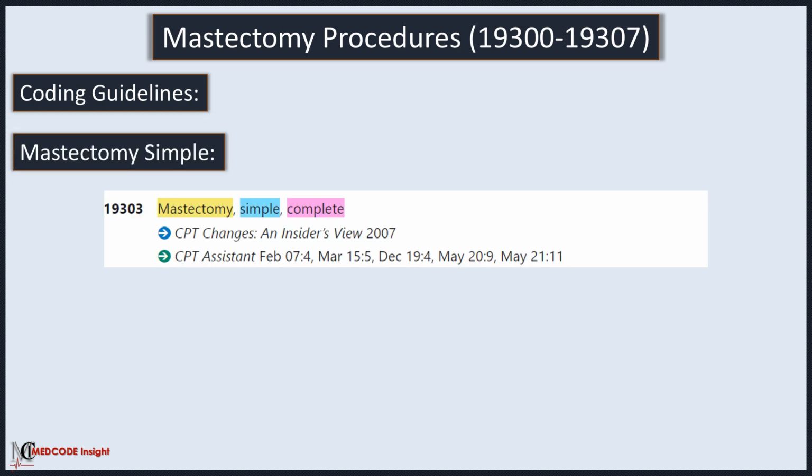For simple mastectomy, code 19303 describes total removal of ipsilateral breast tissue, with or without removal of skin and/or nipple, for example, nipple sparing. Code 19303 does not include the excision of pectoral muscles and/or axillary and internal mammary lymph nodes.